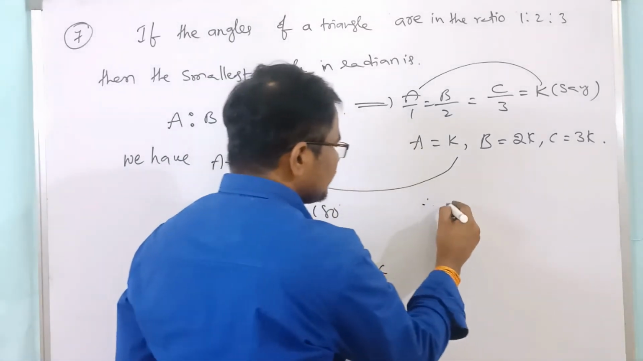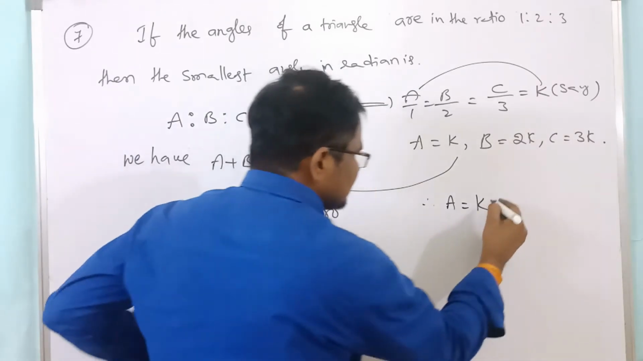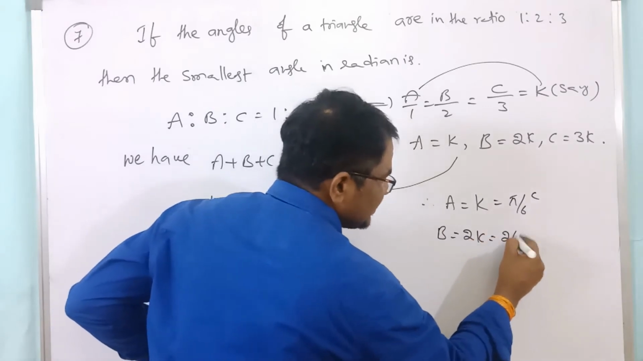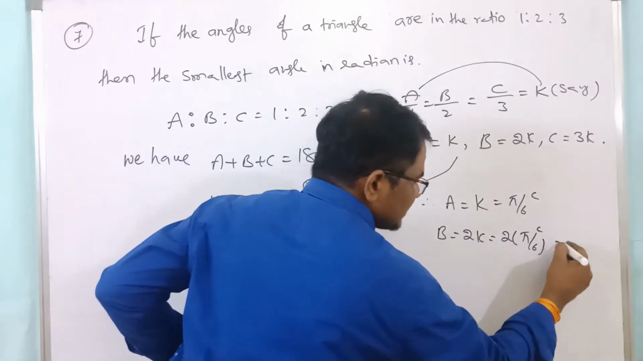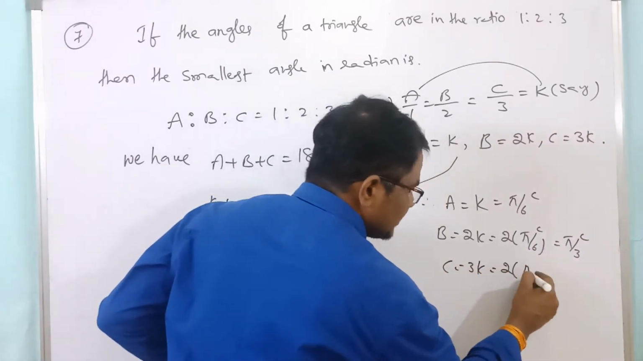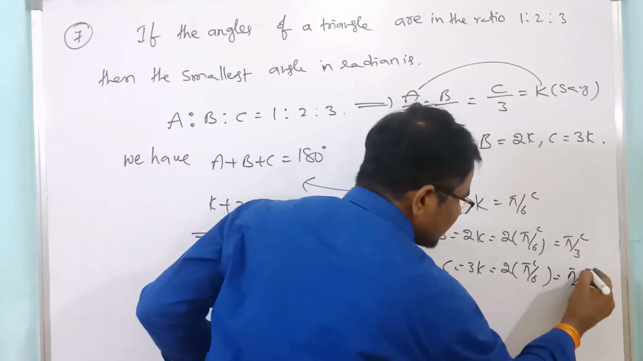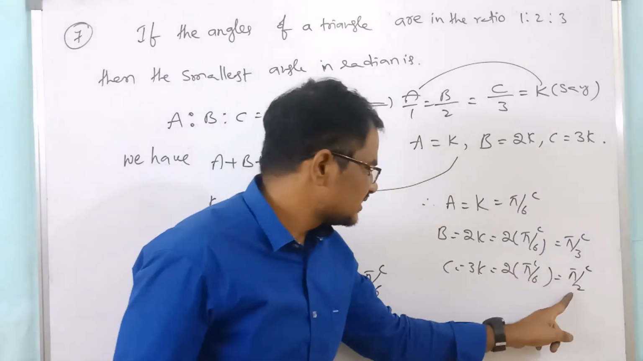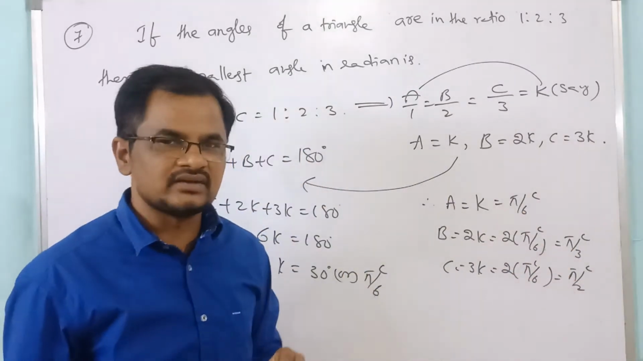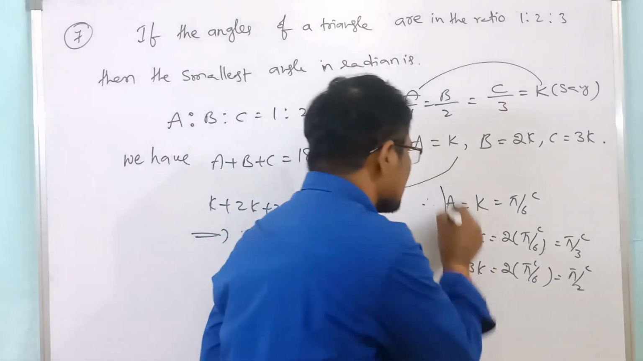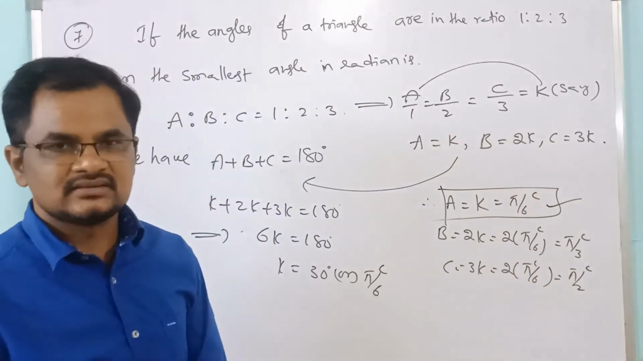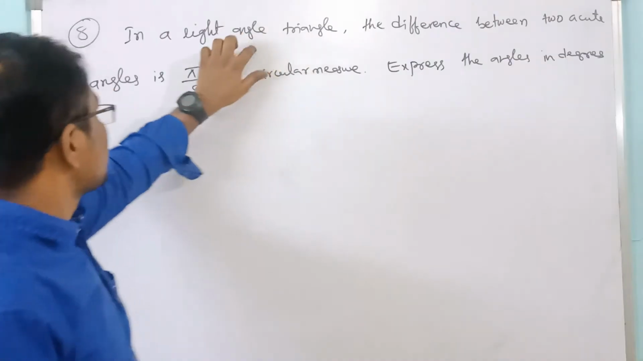Now therefore A equals K, that is pi by 6 radians, and B equals 2K, 2 into pi by 6 radians, that is pi by 3. Now C equals 3K, that is 3 into pi by 6 radians, that is pi by 2 radians. 90 plus 60, 150 plus 30, 180. Satisfied now? In this one, the smallest angle in radians is asked. So what is the answer? Pi by 6. Okay. So this is about the seventh problem.